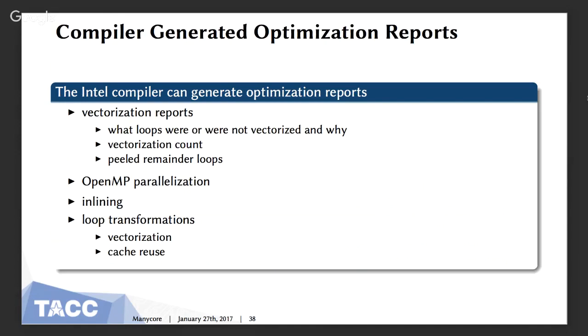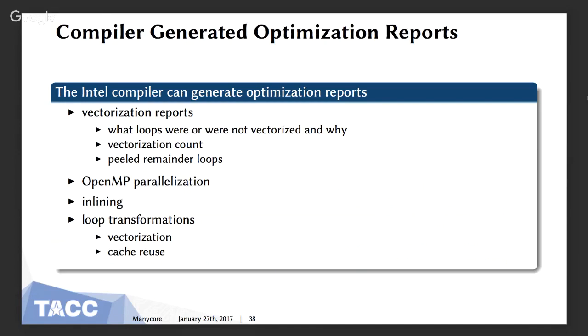So now I want to touch on some compiler-generated optimization reports. I find this to be extremely useful, maybe one of the most useful tools that Intel has, and you will have a lot of opportunity during the labs to work with this tool. So obviously the Intel compiler can generate optimization reports.